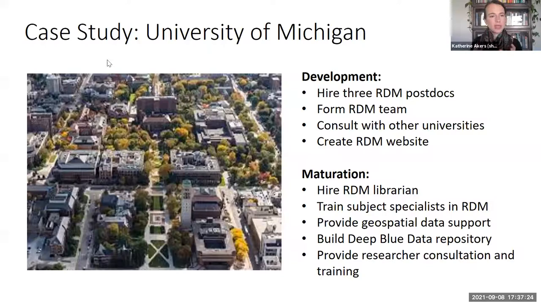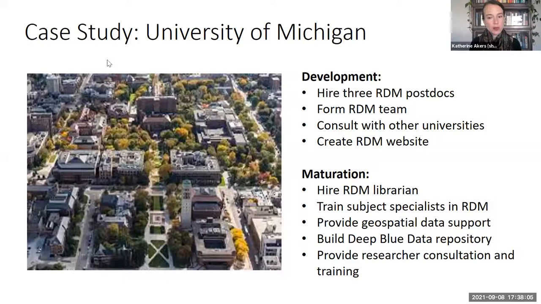Because there can be very big disciplinary differences in research data management. And I think a data management support program is going to be more successful if there are subject specialists who are well-versed in what research data management looks like in their particular discipline. University of Michigan also, the library there had a number of experts on geospatial data acquisition and analysis. And so that was folded into the library's data support program. It's very robust geospatial data support.